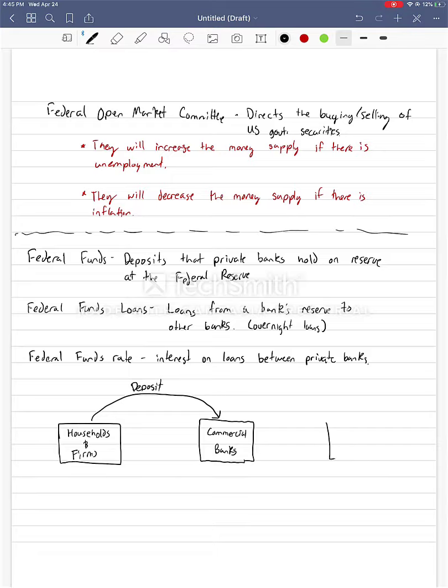And then also, as we add in the Federal Reserve here, we know that the banks hold their deposits at the Federal Reserve. Now, if you recall, these are what we call those federal funds.